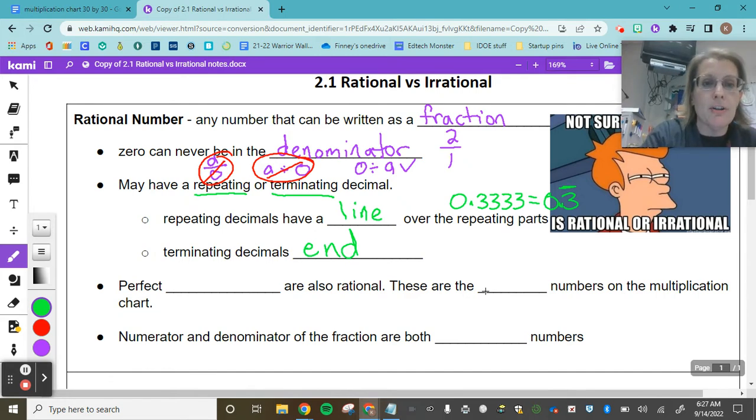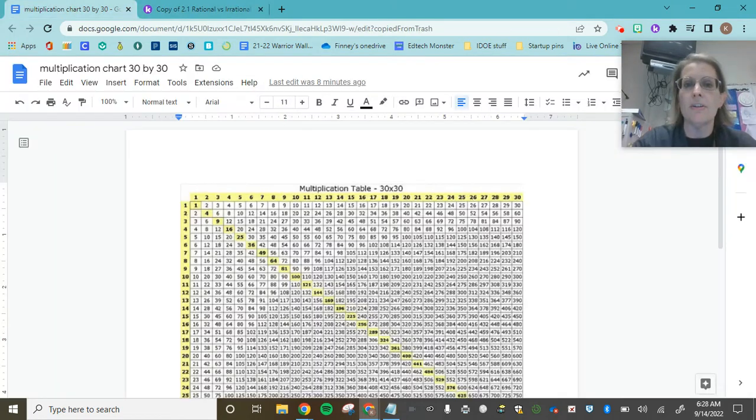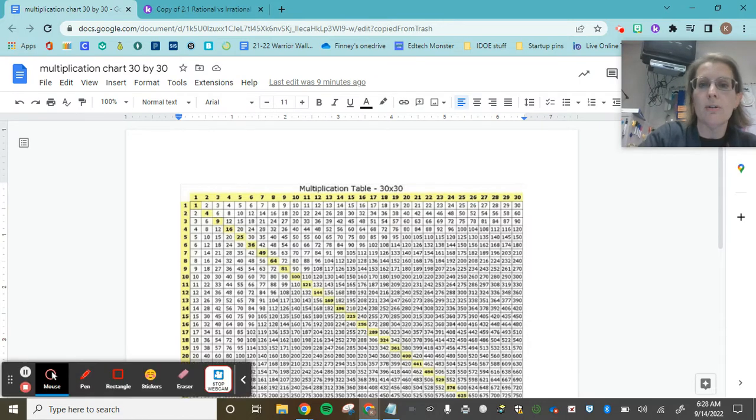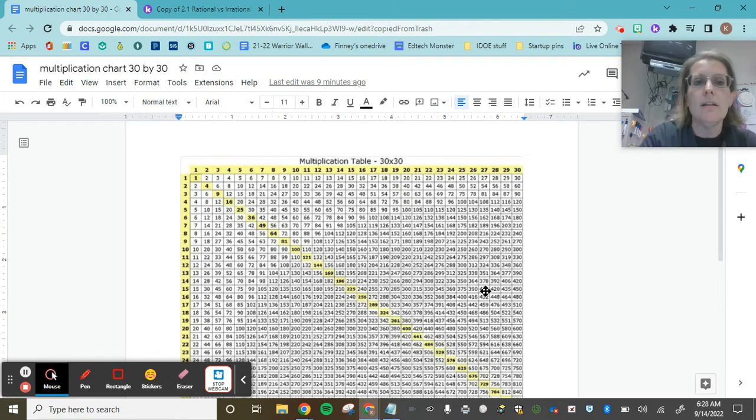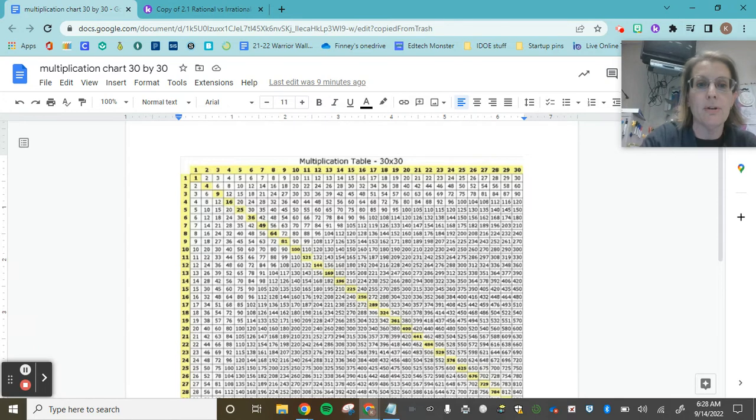One example of a rational number is anything that is a perfect square, which relates to square roots. So perfect squares are rationals. These are numbers that are on the diagonal numbers on the multiplication chart. On some of yours, it didn't show up very well, so we may have to get out some highlighters and highlight them for you.